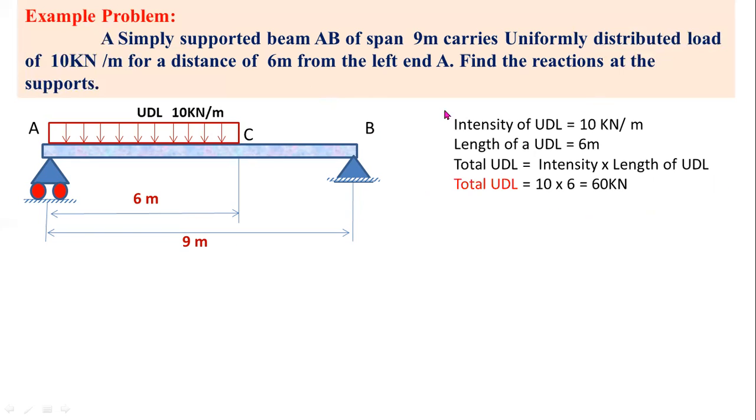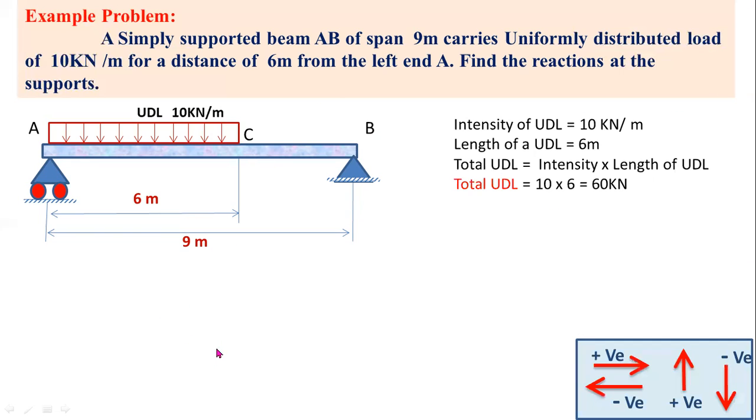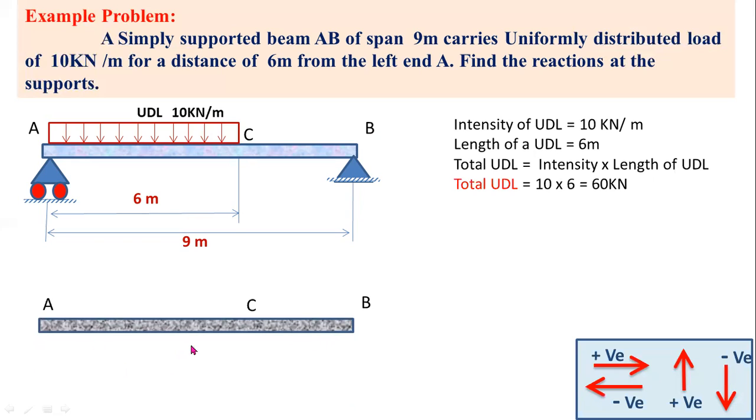Now you have to convert this diagram into point load. ABC is the simply supported beam. Here I converted this uniformly distributed load into point load. Here total UDL equals 60 kilonewtons.